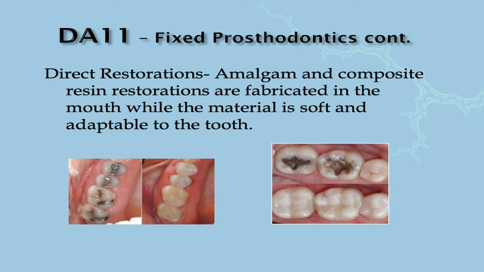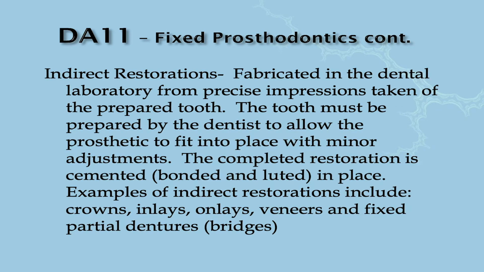Direct restorations include amalgams and composite resin restorations, and they're fabricated in the mouth while the material is soft and adaptable to the tooth. Indirect restorations are fabricated in a dental laboratory from precise impressions or digital scans that are taken of that prepared tooth.